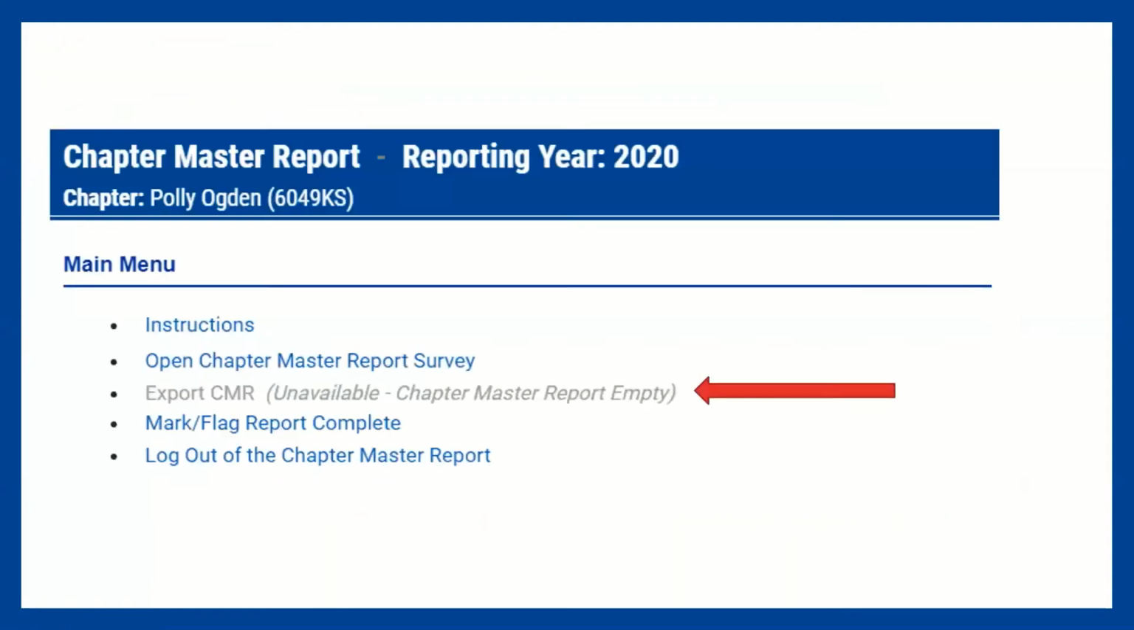As you have completed your Chapter Master Report, I recommend downloading a copy for future reference. From the menu, you will see Export CMR and follow the download instructions. I also think it's a nice idea to pass around a printed copy at a chapter meeting so your chapter members can see all of their collective work from the year in one report.